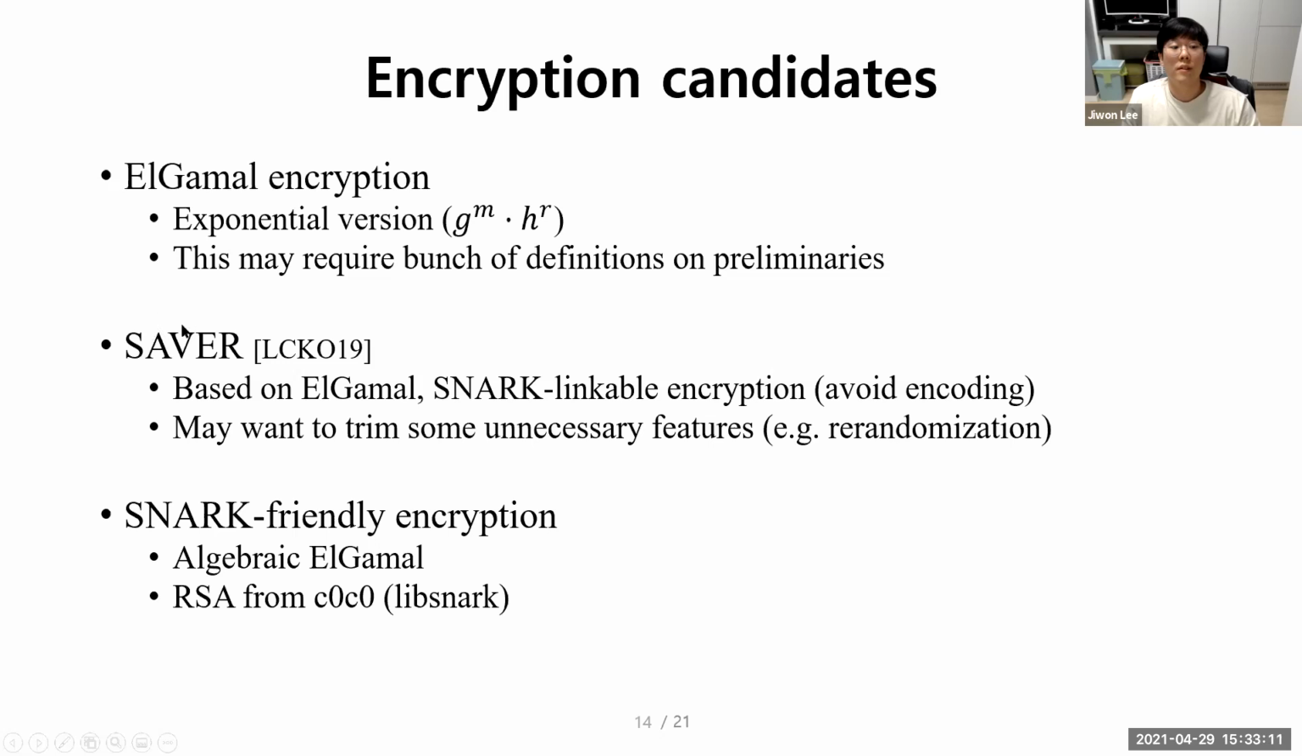The second one would be the Saber, which was presented last year. But actually the Saber is basically the same thing as the algebraic encryption, which resolves the tiny problems that I've mentioned right now. Because Saber is already an extended version of the algebraic encryption, which resolves knowledge soundness or the small domain issue with the SNARK-link encryption technique. But if we want to standardize this, maybe we want to trim out some unnecessary features, because Saber has some additional features like re-randomization or some verifiable decryption. Maybe practitioners don't want these kinds of additional features when they're using it as a basic encryption scheme.